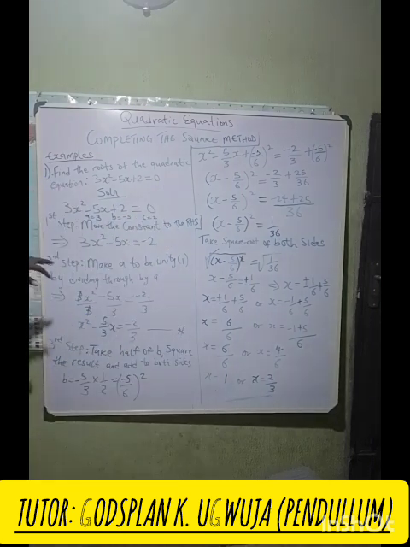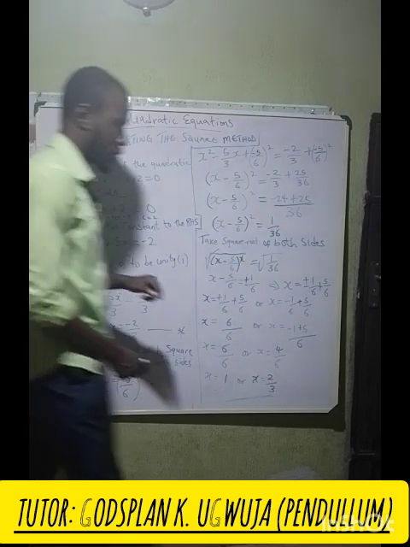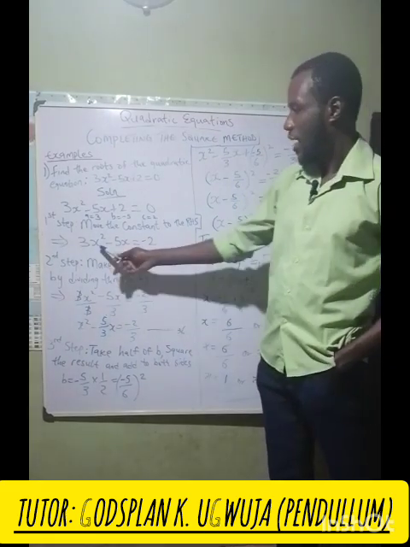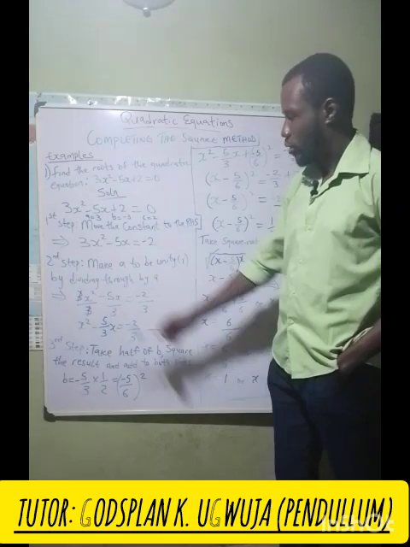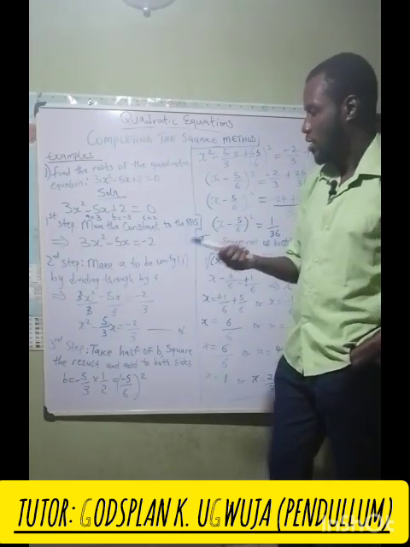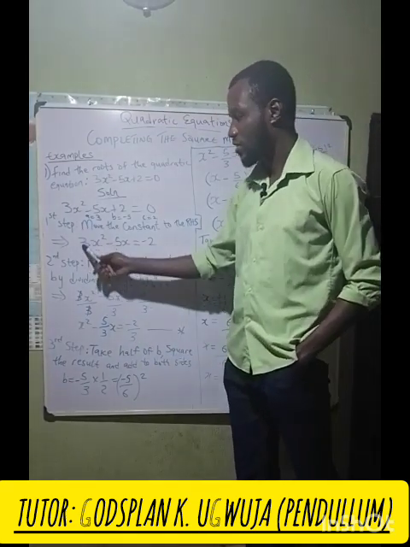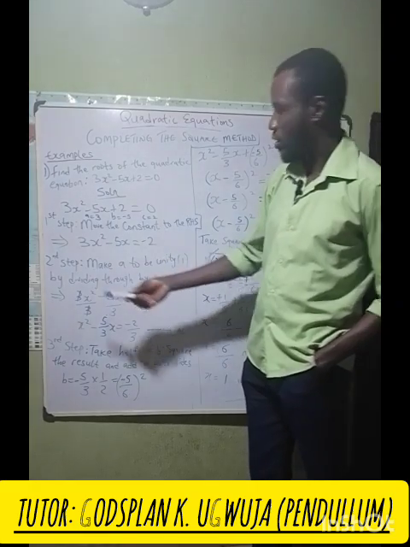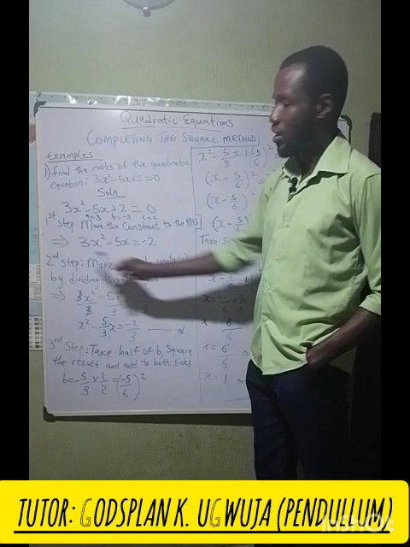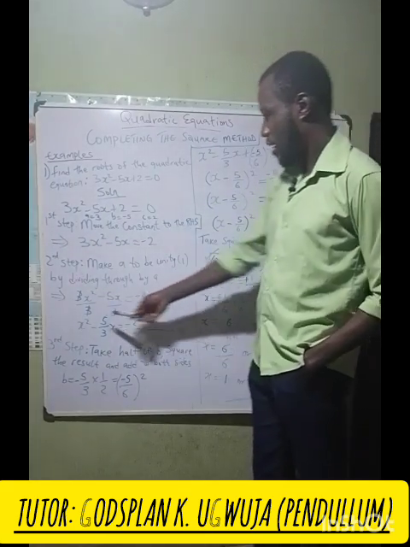The second step, you make a, which is the coefficient of x squared, to be unity. That's to be 1. And how do you make it 1? You divide through by whatever is in front of x squared, so you're basically cancelling it out by dividing by itself. So you divide here by 3, here by 3, and here by 3. You divide through the entire equation by the coefficient of x squared so that it cancels out itself.